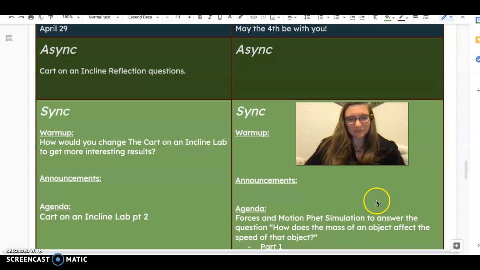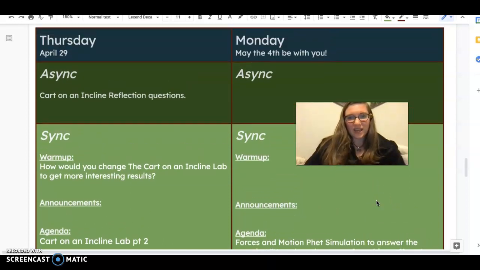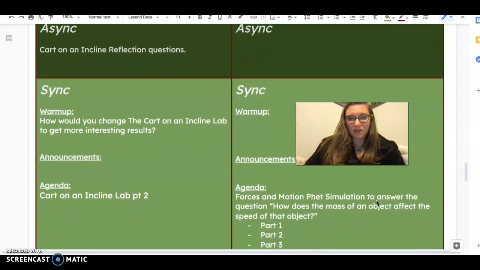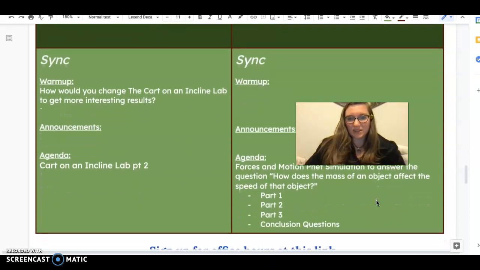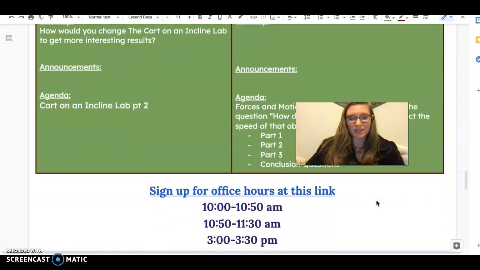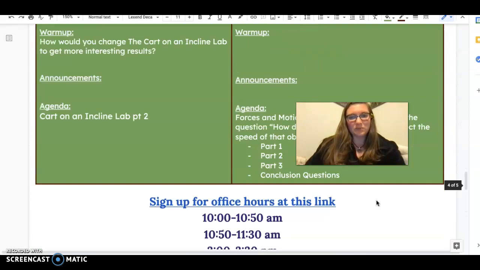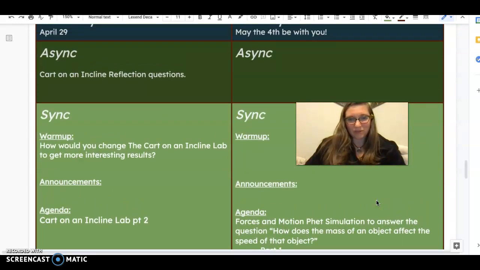Okay. So then we're into the very next week. Monday the 4th, we're going to do a PhET simulation: how does the mass of an object affect the speed of that object? And then we're going to do a Gizmo after that. So lots of practice and looking at how forces affect each other. All right, that's the week.